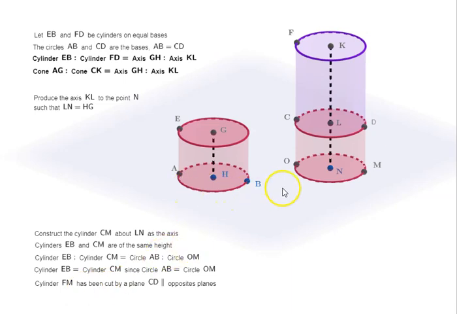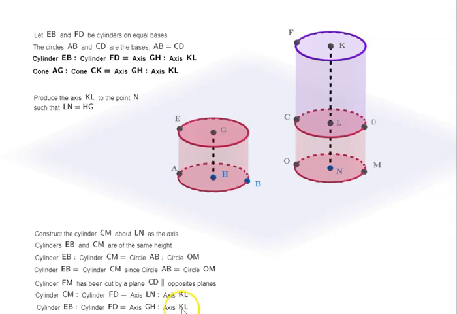Cylinder FM has been cut by a plane CD parallel to the opposite planes. In the previous proposition, we saw this. In this case, what happens? Cylinder CM is to cylinder FD as axis LN is to axis KL. So cylinder EB is to cylinder FD as axis GH is to axis KL.